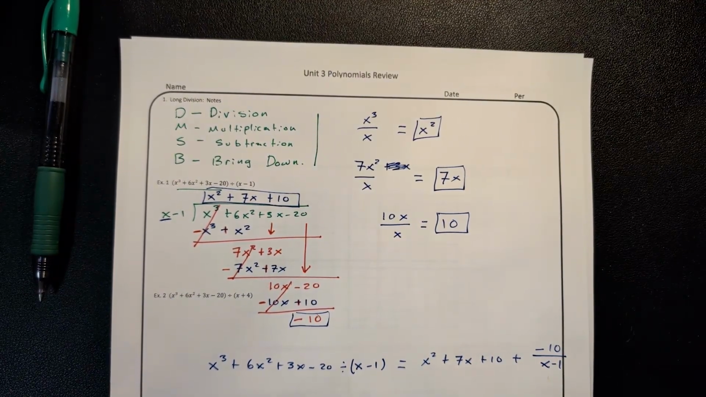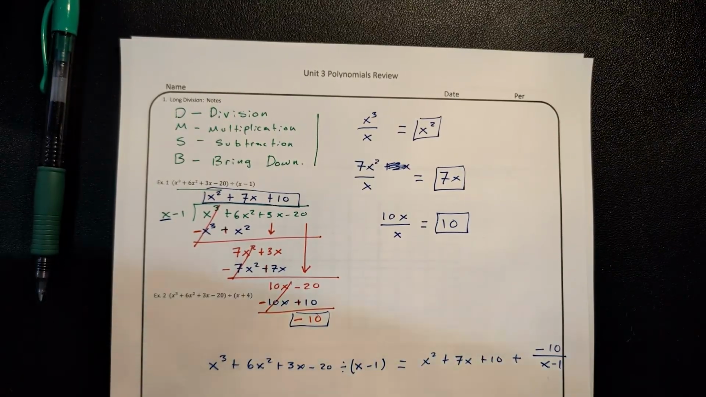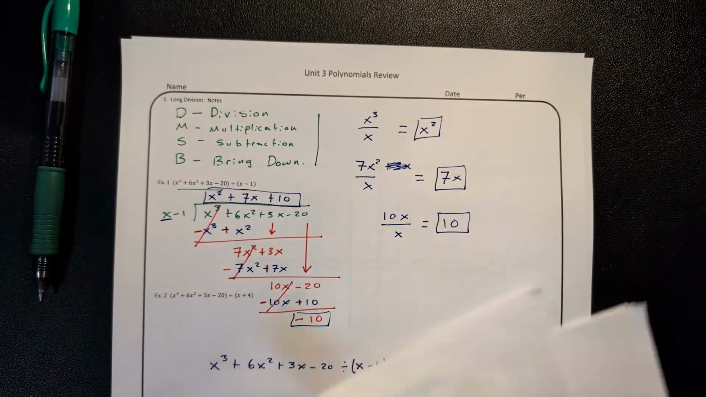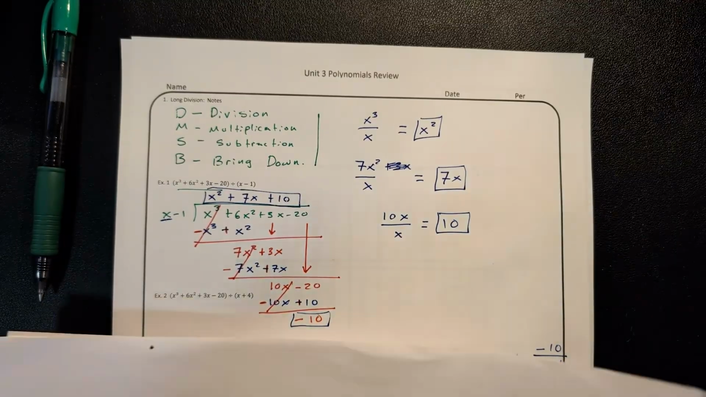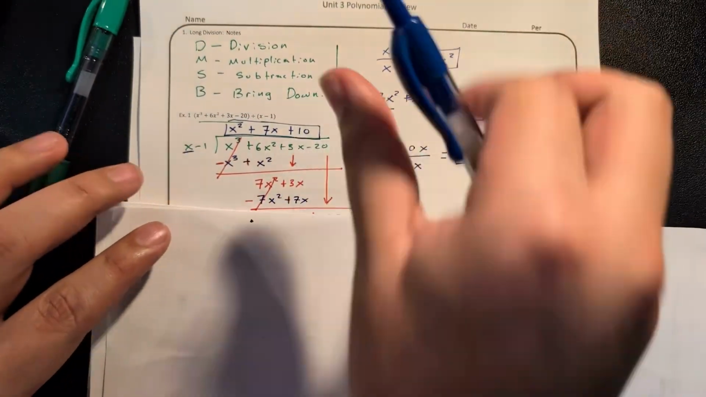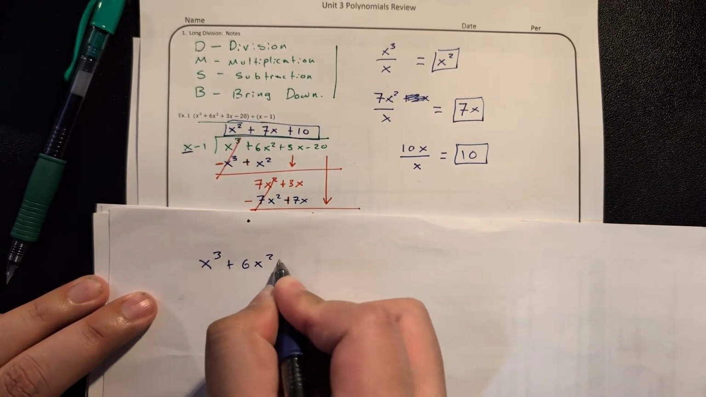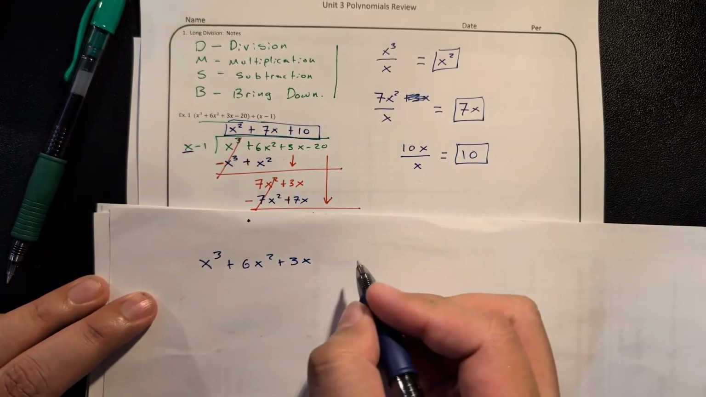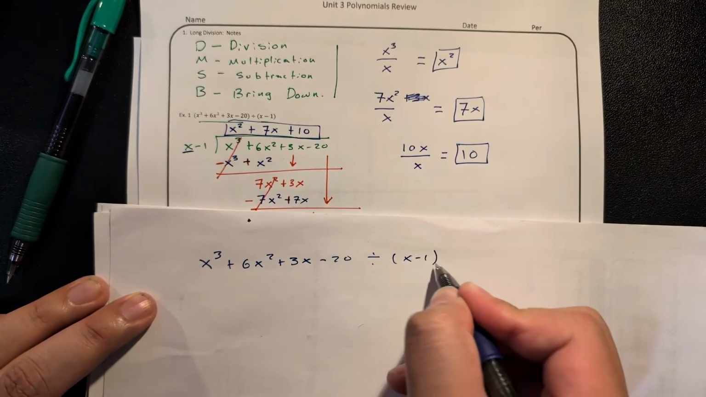But let's say we wanted to use synthetic division. How would that look like? Let's see if we get the exact same thing. Okay. Do it on this paper. So we're going to do the exact same problem. X to the third plus 6x squared plus 3x minus 20 divided by x minus 1.